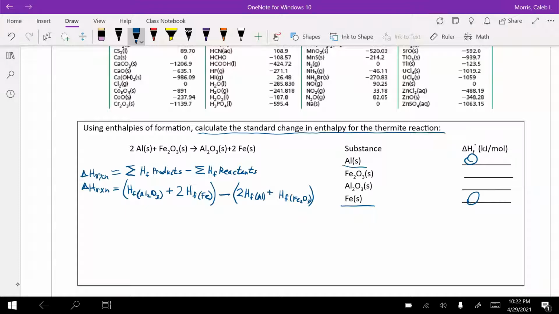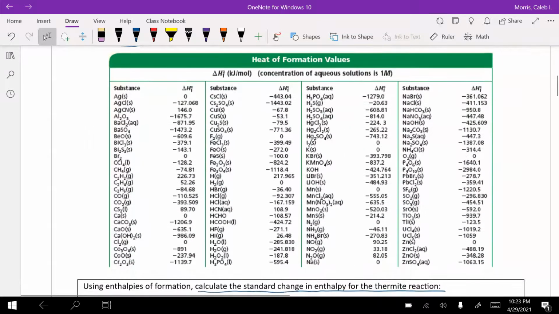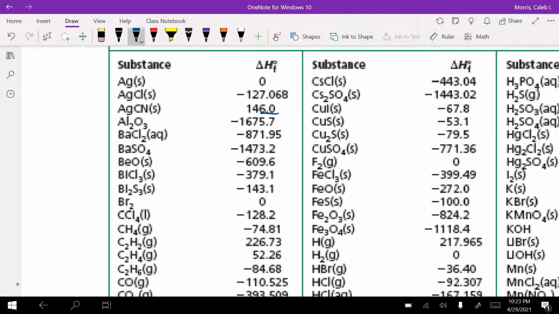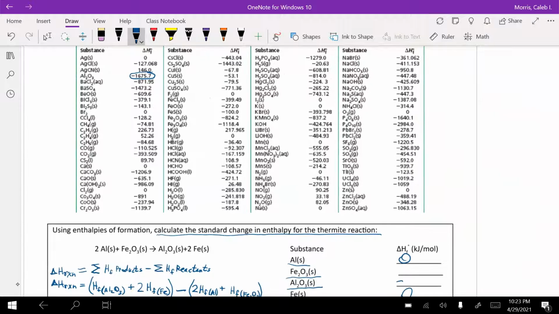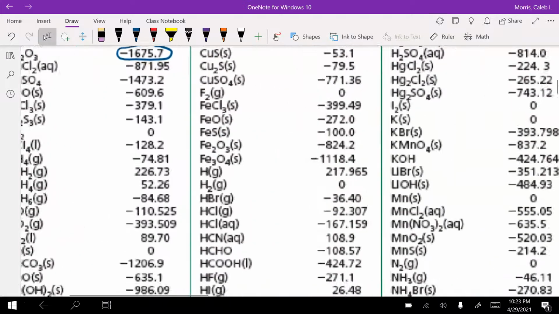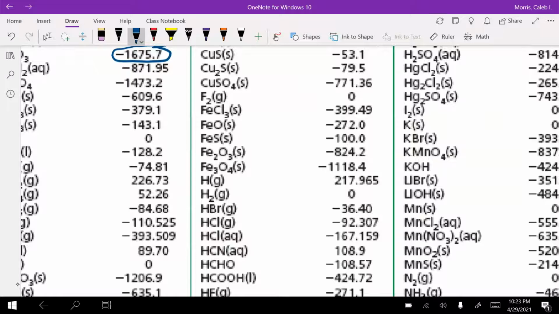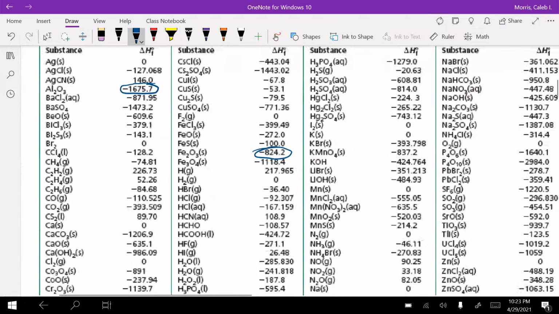Now we want to look up Fe2O3 as a solid and Al2O3 as a solid. So looking up here, Al2O3 is right here with negative 1675.7. And then Fe2O3 as a solid is right here. Fe2O3 as a solid is negative 824.2.